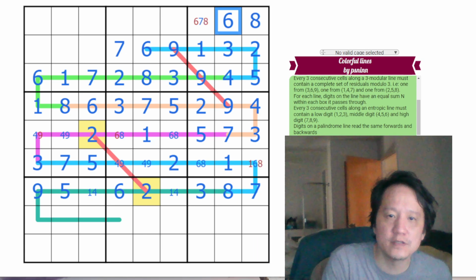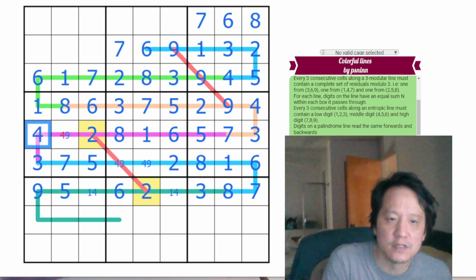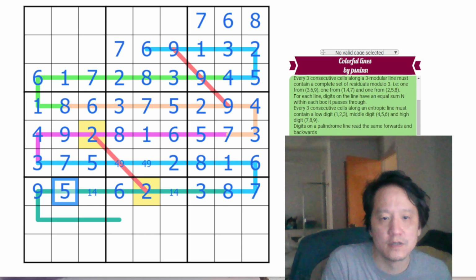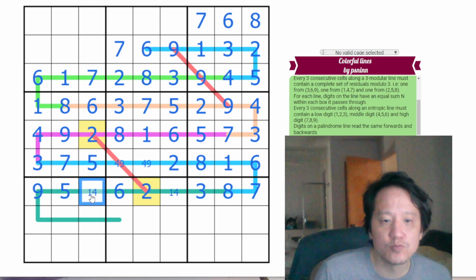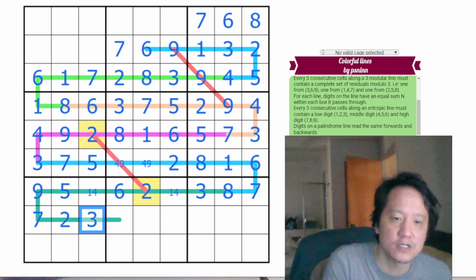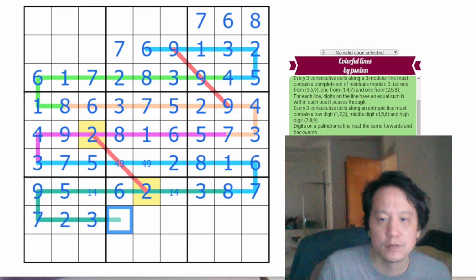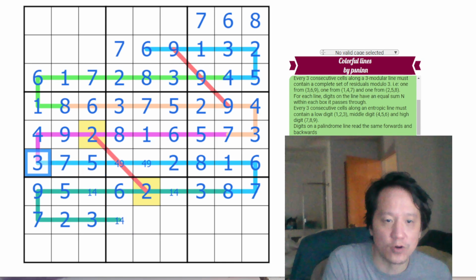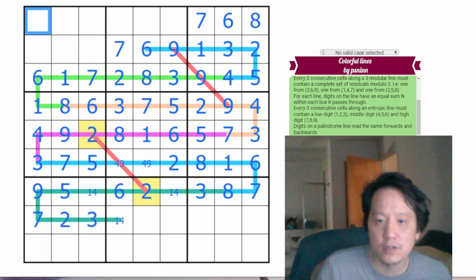We have 8, 7. This is 6 and 8. This is 8 and 6. This is 4 and 9. Okay, so this is 1 or 4, which means this is 1, 4, 7. It has to be 7 because that's the only one possible. This is 2 because it has to be 2, 5, 8. This is 3 or 6, so it has to be 3. This has to be 1 or 4 also. So we got 1 or 4, 1 or 4. Okay, and now the rest is Sudoku.